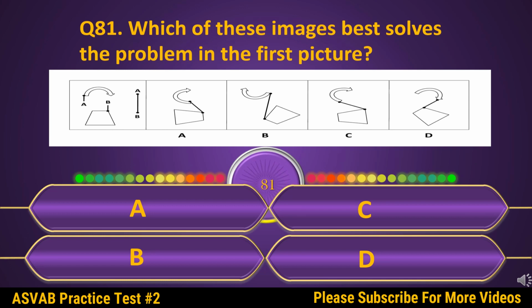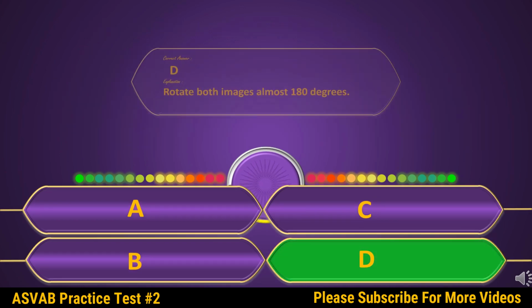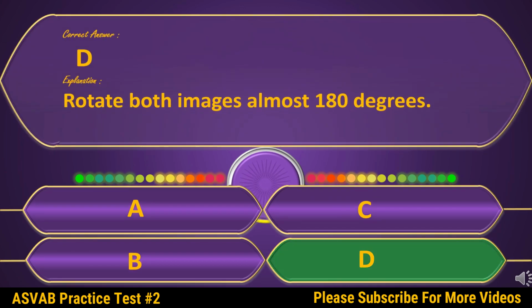Question number 81. Which of these images best solves the problem in the first picture? And the options are A, B, C, and D. And the correct answer is option D. Rotate both images almost 180 degrees.